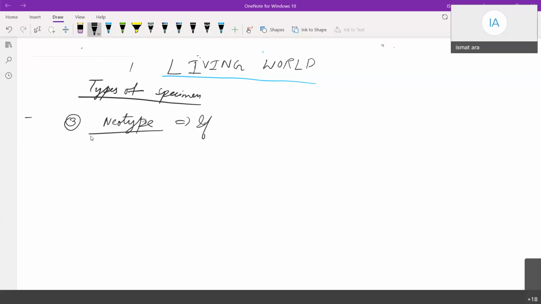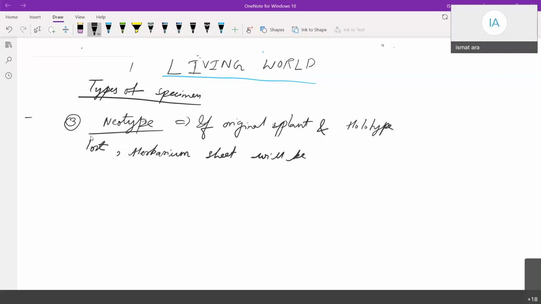Now, if the original plant and holotype are lost, a herbarium sheet will be made through the same species of another plant. Three types I have discussed: holotype, lectotype, and neotype. Two more types are there that I will discuss in the next class.